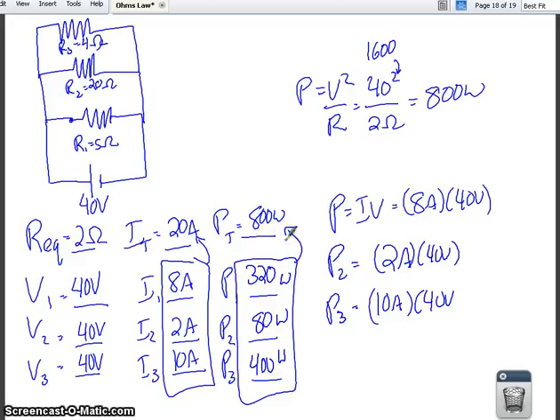So that is a big example in how to solve for current, resistance, voltage, and power in a parallel circuit. I highly recommend practice, because we're going to get into combination circuits next. In combination circuits, we're going to combine parallel and series. You need to be very familiar with these rules or else it's going to get very confusing. So practice.